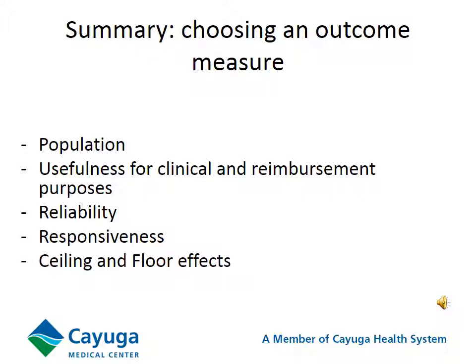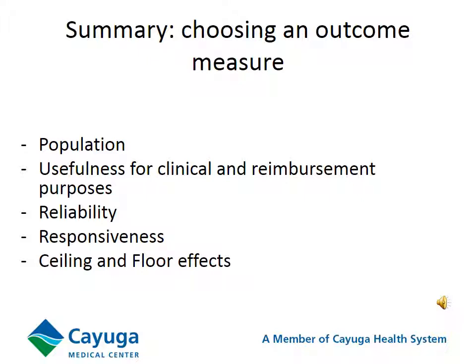In summary, when choosing an outcome measure, it's helpful to look at what population we intend to apply it to, consider how useful the test is for clinical and reimbursement purposes, to ask the question, is the test reliable enough to be able to apply it? And is it responsive to change?